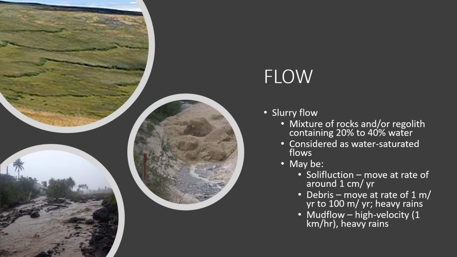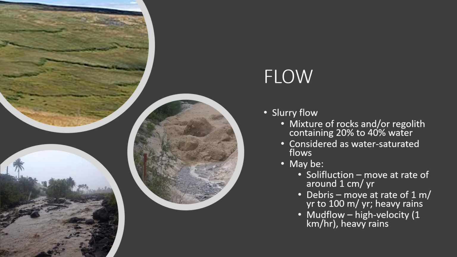It may refer to slurry flow or granular flow. First, slurry flows consist of a mixture of rocks and/or regolith containing 20% to 40% water. They are considered water-saturated flows. Slurry flows may be subdivided further on the basis of velocity. The first one is solifluction flow, wherein the soil, rocks, or regolith move at a rate of around 1 centimeter per year and occur in areas saturated with water.